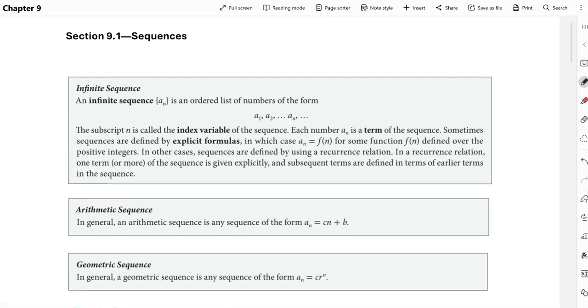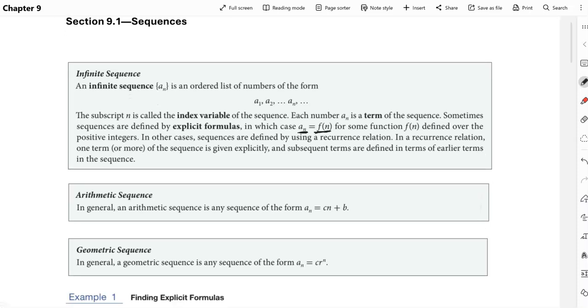Notice the notation here, the curly brackets and then a sub n. So that subscript is the index variable of the sequence, and it will identify what term you're on. So if we have a sub n as an infinite sequence, we could think about a1 would be the first term, a sub 2 is the second term, and so on. Each of those numbers are called terms, and we can usually think about them in terms of formulas. And we could write that formula for that sequence using function notation.